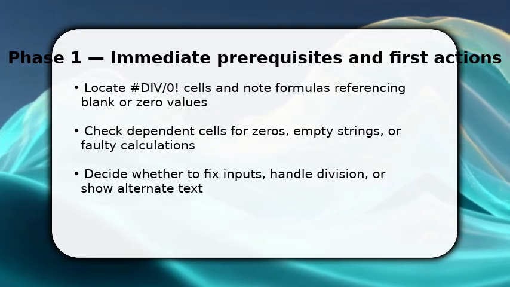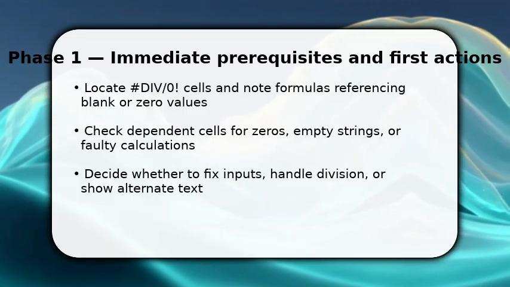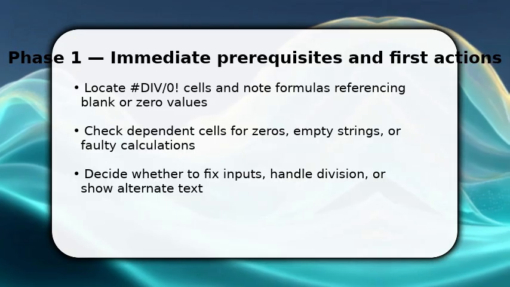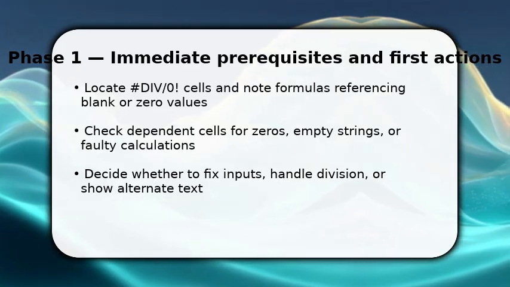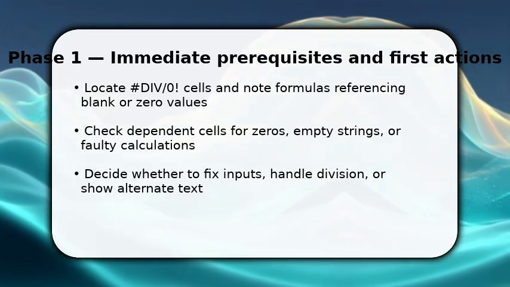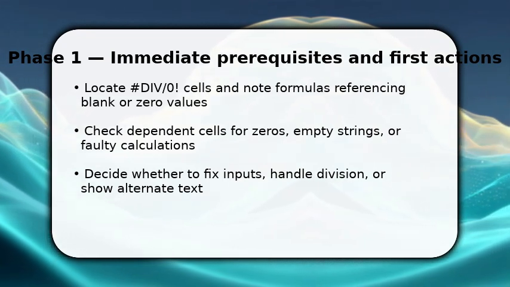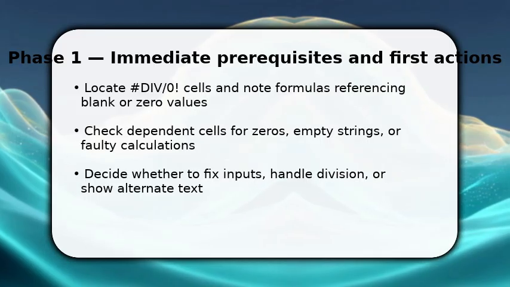Make sure to decide the desired outcome. Correct the input data, prevent division by 0, or display a friendly message. This first step sets the direction. You cannot reliably fix formulas until you know whether the divisor should be non-zero, replaced, or handled gracefully.